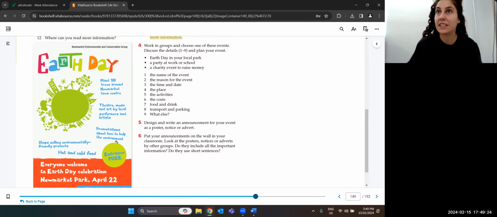So it looks like there's a website, www.necg.org/Earth Day. Okay, and it says for more information. So that's good. Now I've got so much detail about Earth Day and I can decide if I want to go. So I saw this poster, it's interesting to me, I'm going to go. I can invite friends and I know to give them the details: where to be, what time, what to do there.